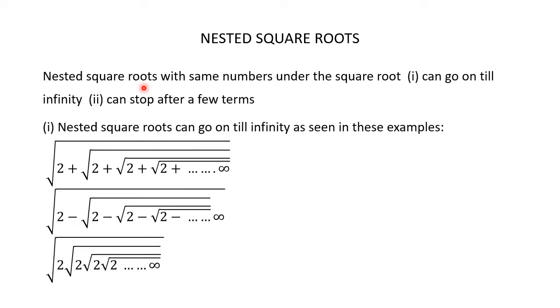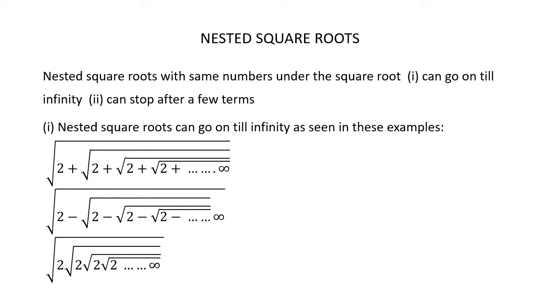Nested square roots with same numbers under the square root are of two types. In the first type, the square root can go on till infinity. In the second type, the square root can stop after a few terms. A few examples for nested square roots that can go on till infinity are as follows.